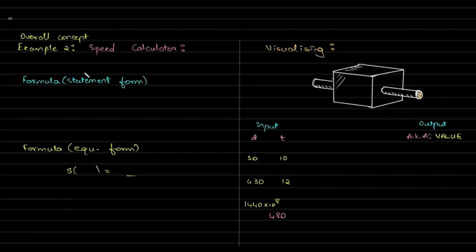The next example, which will give an overall conceptual aspect of polynomials, is a speed calculator. So let's design a calculator which gives you speed given the distance and time. The first thing is we will talk about the formula. When it comes to the formula, it's quite simple. We have this.